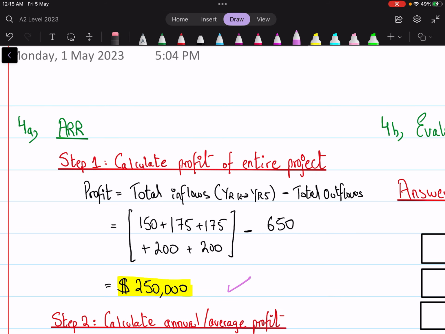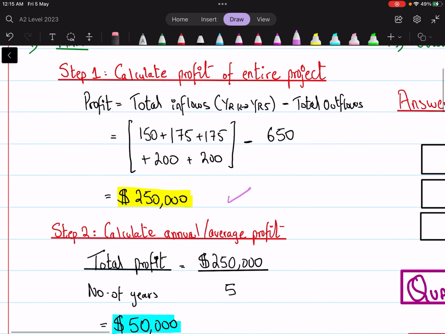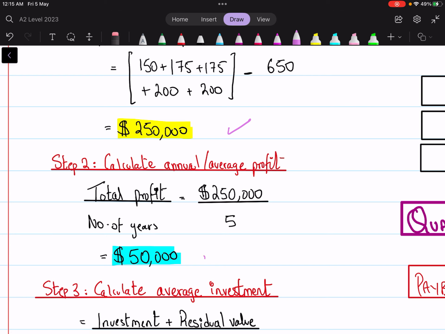You calculated the entire profit. This is going to be your next step where you calculated the average profit. If the number of years are 6, you divide it by 6. If the number of years are 8, you divide it by 8. Alright, just like we do it with any average.